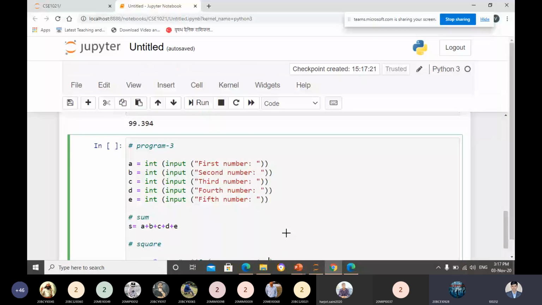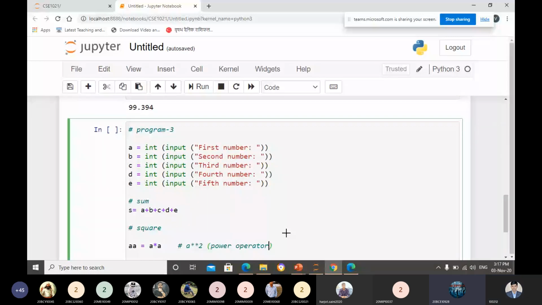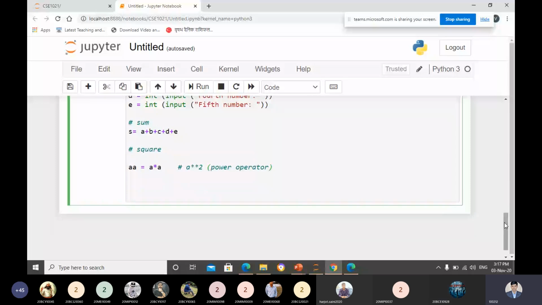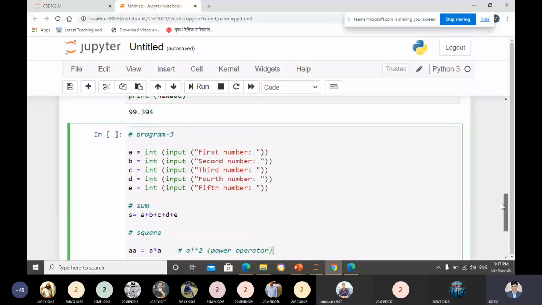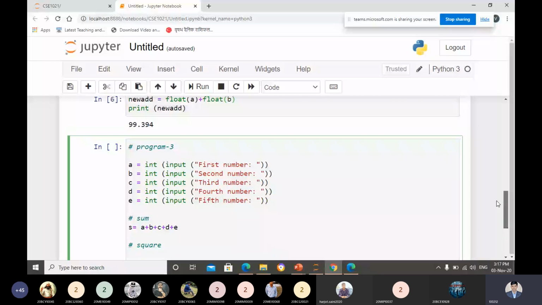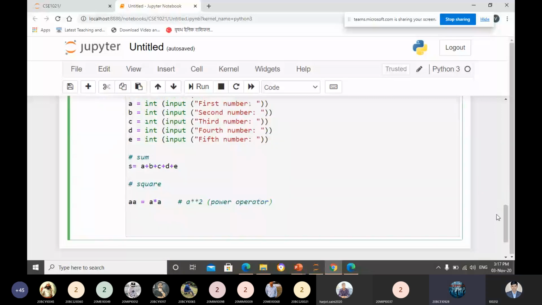Sir, is it important to keep int before input? Yes, because by default, I am saying once again to all, whatever we take as input through the input function will be in string form. So such values must be transformed into the respective data type. Sir, if I do it without keeping that, would I get the output? No. You can do without each and everything.